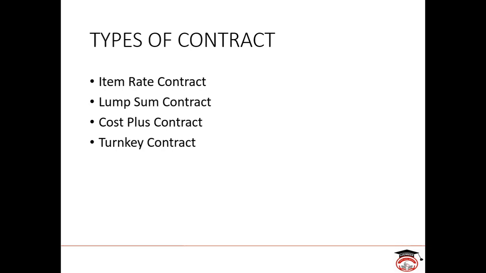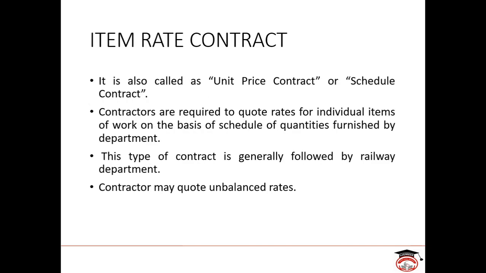There are four major types of contract which we'll discuss today. First is item rate contract, second is lump sum contract, third is cost plus contract, and fourth is turnkey contract. First, item rate contract. It is also called as unit price contract or schedule contract. Contractors are required to quote rates for individual items of work on the basis of schedule of quantities furnished by the department. So department publishes the schedule of quantities. In that, name of item is mentioned, quantity is mentioned, and contractor has to quote the rates for individual item of work.